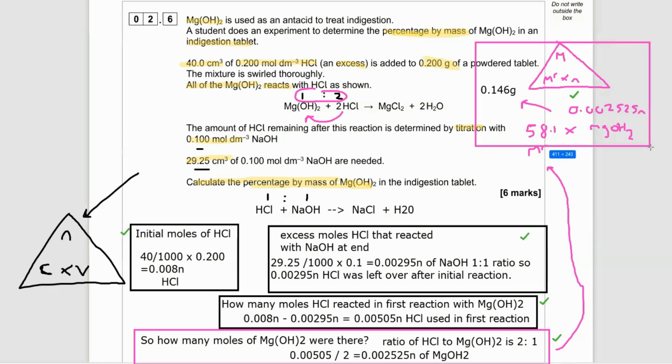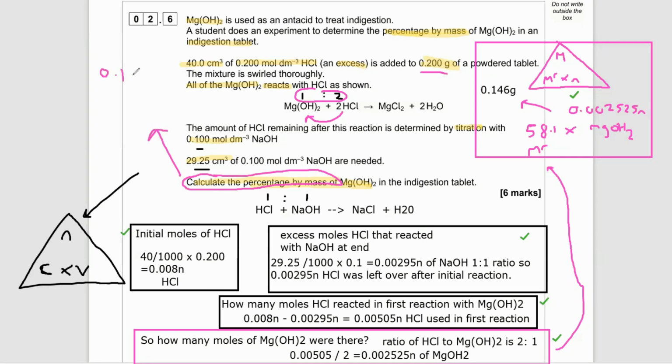Now, does it make sense? Yes. If it came out bigger than the powdered tablet, you know you've made a mistake, but it's less than the powdered tablet. Obviously, it can't weigh more than the tablet itself. It's part of a mixture which only weighs 0.2. So now we do 0.146 divided by 0.2, and we times it by 100, and we get the percentage of that tablet that was magnesium hydroxide.